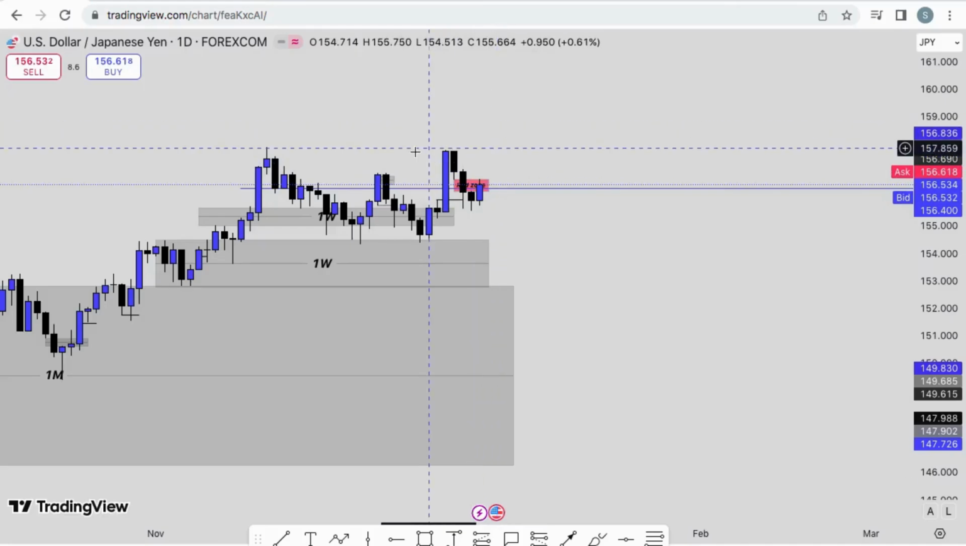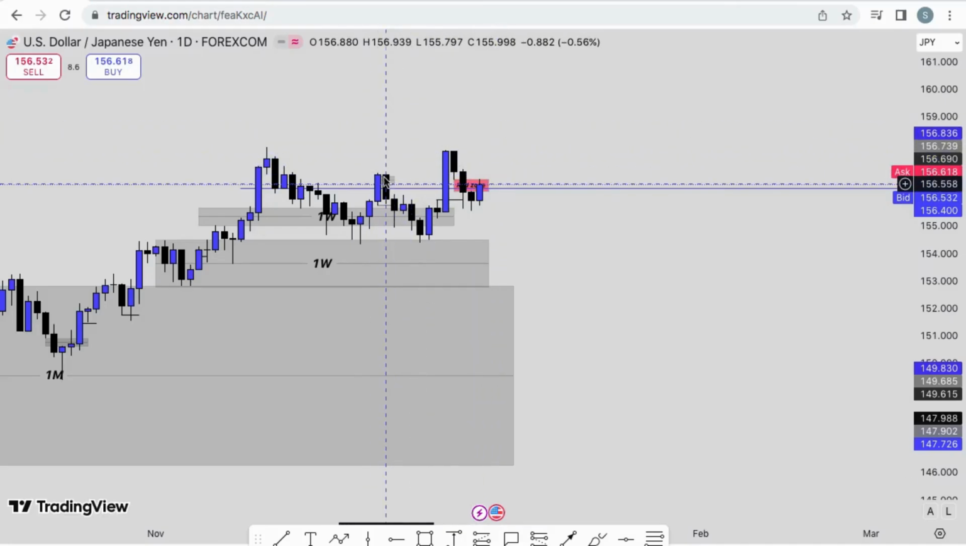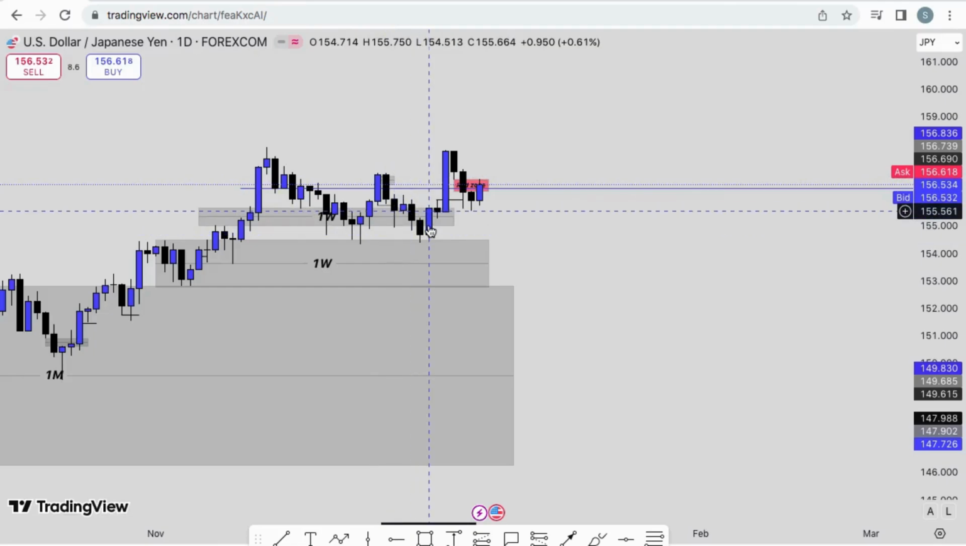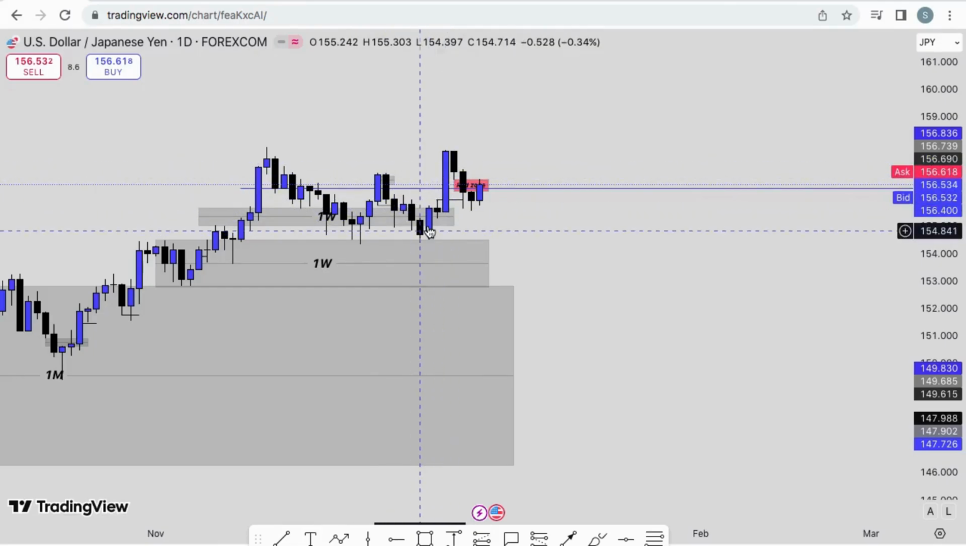So now on the daily time frame, we've gotten this reaction here, and we still came back up into this point regardless of this.